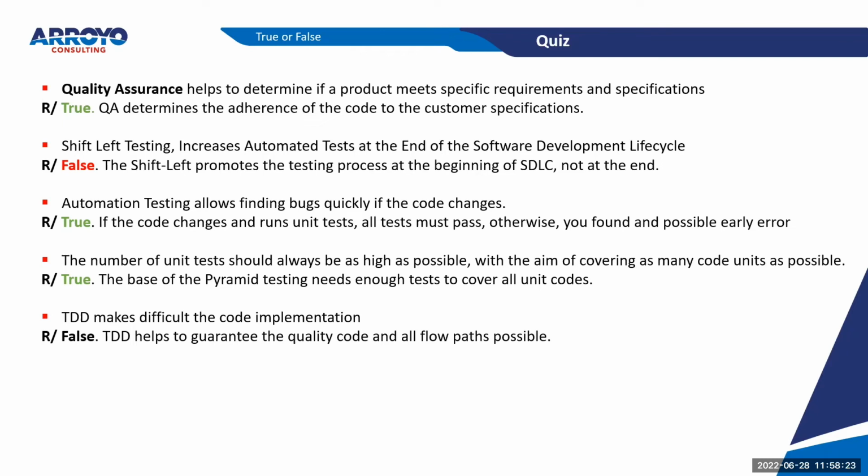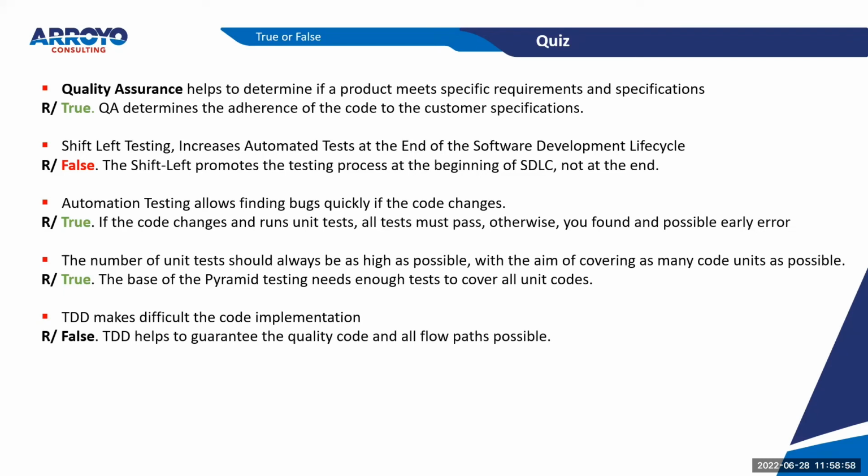The next one is: the number of unit tests should always be as high as possible, with the aim of covering as many code units as possible. Yeah, that's true, because the base of the testing pyramid needs enough tests to cover all code units. And TDD makes code implementation difficult. That's false. The idea with TDD is to help guarantee quality code and all possible flow paths.